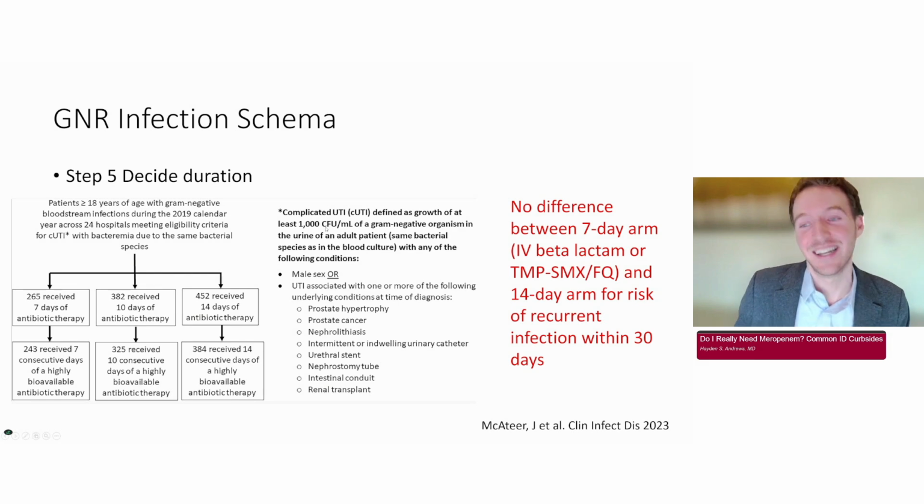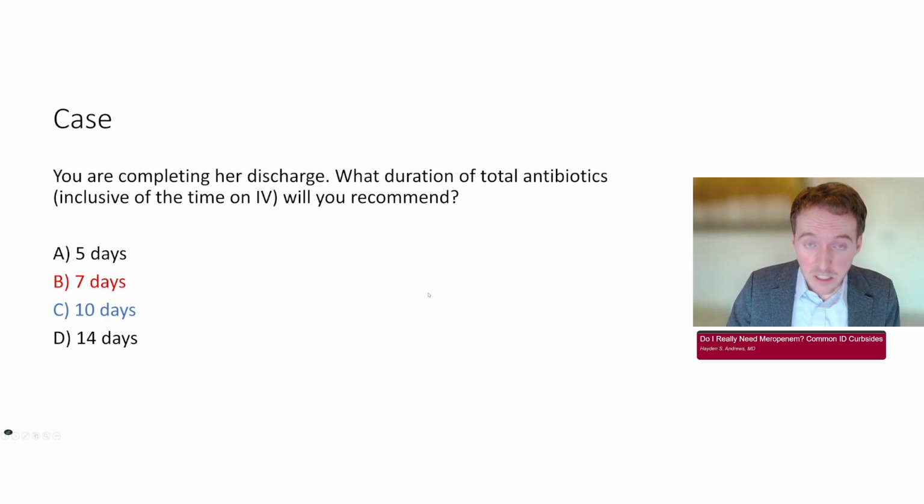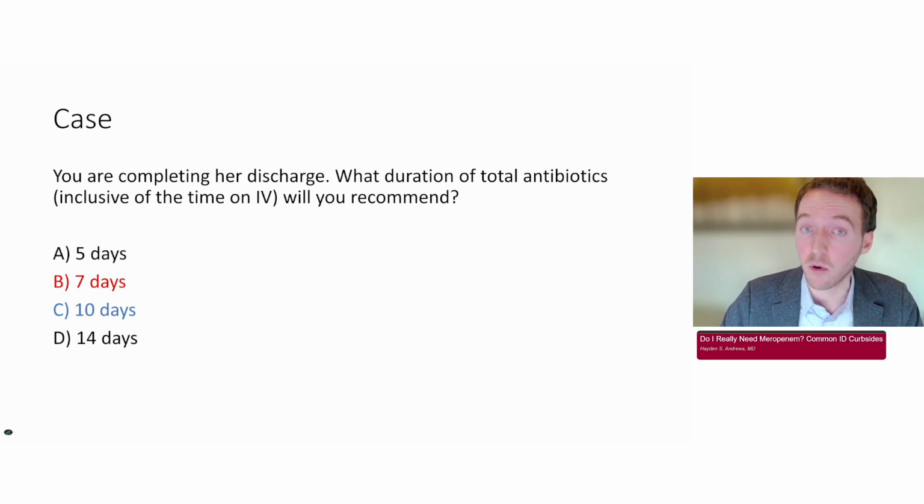So what did it show? No difference. So 7 days on an IV beta-lactam, we're treating with a highly bioavailable tissue-penetrating agent, trimethoprim sulfamethoxazole, fluoroquinolone for these patients with a UTI, complicated UTI with bacteremia. No difference in 7 days versus 10 days for risk of recurrence. So I think this is generally starting to penetrate down, definitely to the hospital medicine groups. I think a lot of people are feeling more comfortable with this.